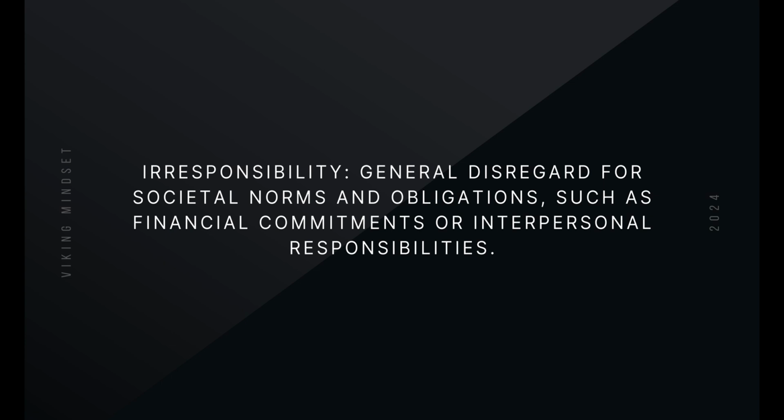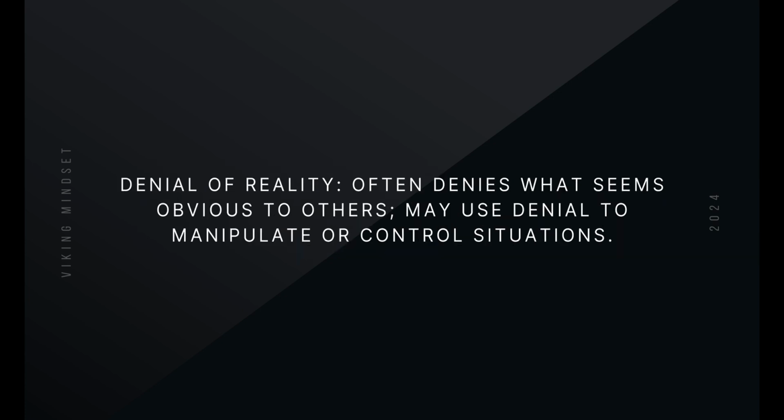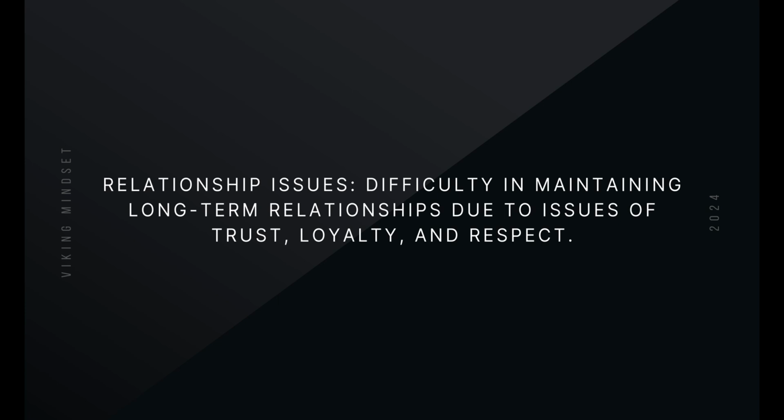Irresponsibility. A general disregard for social norms and obligations, such as financial commitments or interpersonal responsibilities. They have this huge denial of reality. Psychopathic people often deny what seems obvious to others. They may use denial to manipulate or control situations. They always have relationship issues. They have difficulty in maintaining long-term relationships due to issues of trust, loyalty, and respect.